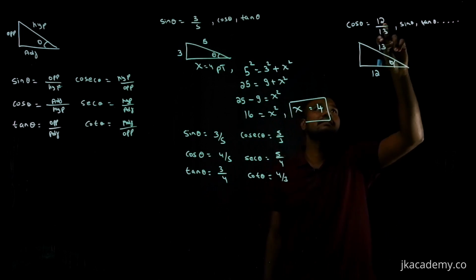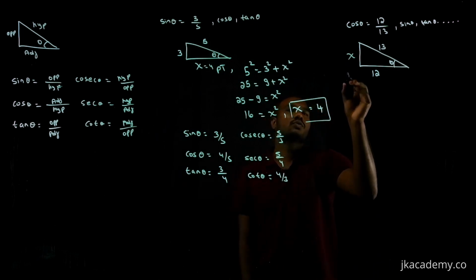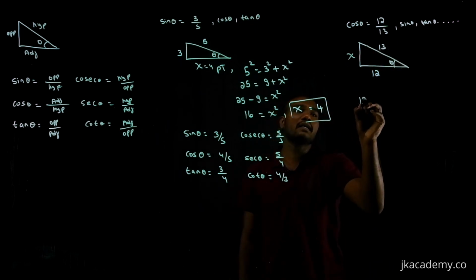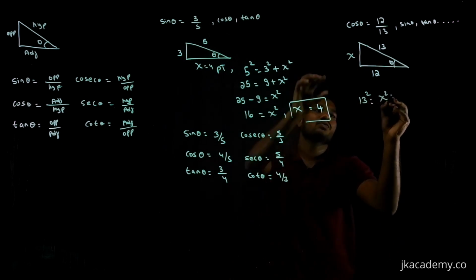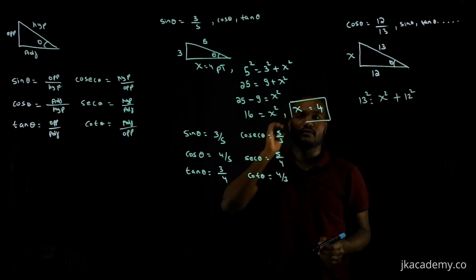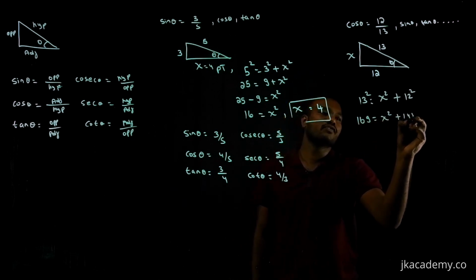Adjacent by hypotenuse is 12 by 13. So this is x, which you have to find. So how to find x? Big square is equal to small square plus small square, isn't it? 13 square, which is 169, is equal to x square plus 144.